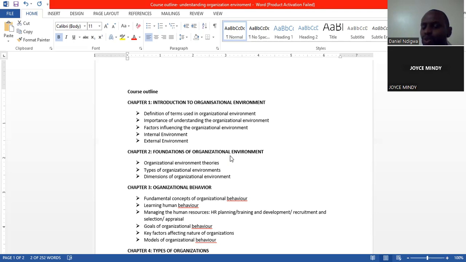Then also we need to understand the factors that will influence the organizational environment. And when we talk about factors here, we are talking about two major factors, and those factors are the internal factors, which are within the business and the business is able to control. And also we have the external factors. And these are factors that the business has little or no control.